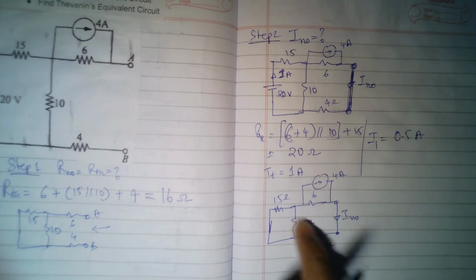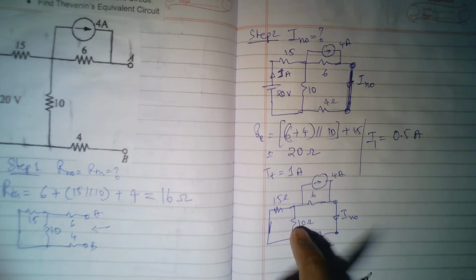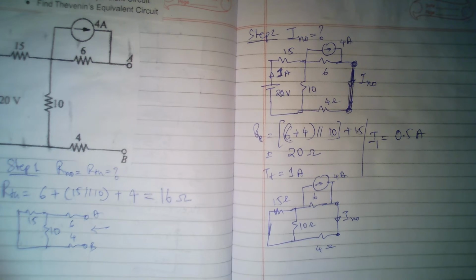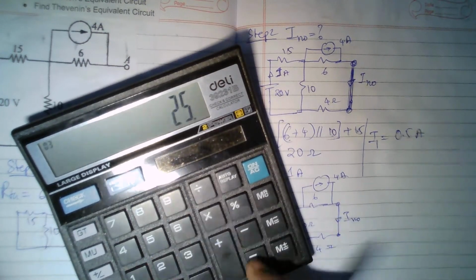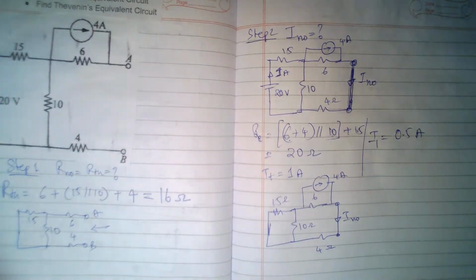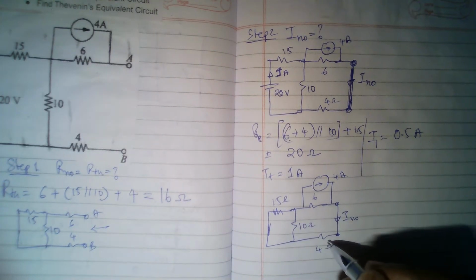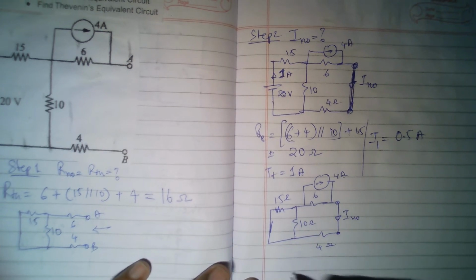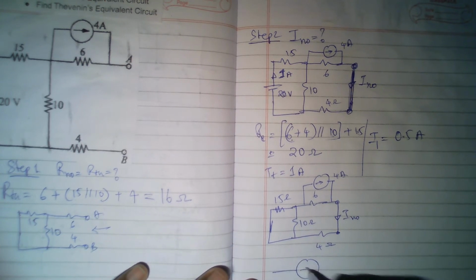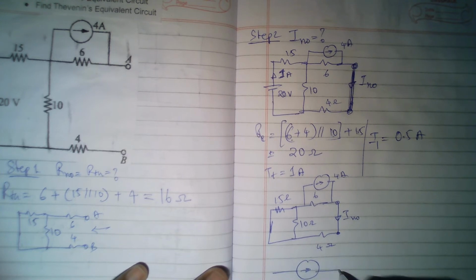So here this 15 and 10 are anyway in parallel. So 15 parallel 10, what was it? So already we did that. So 15 into 10 divided by 15 plus 10, that is 25. So I got 6 ohms. Okay, so this branch is 6 ohms. 6 plus 4 is 10 ohms. Okay, so finally this circuit can be redrawn like this. So we have 4 amperes like this.